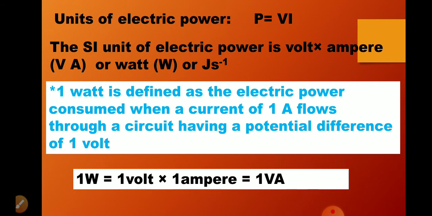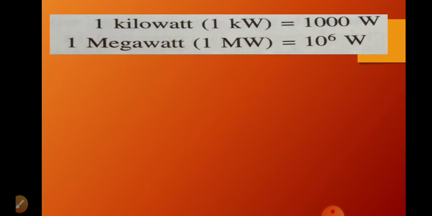They are kilowatt and megawatt. How are they related to watt? Kilo means 1000, so 1 kilowatt is equal to 1000 watt, and mega means 10 raised to 6, so 1 megawatt is equal to 10 raised to 6 watt. So these are the bigger units of electric power.